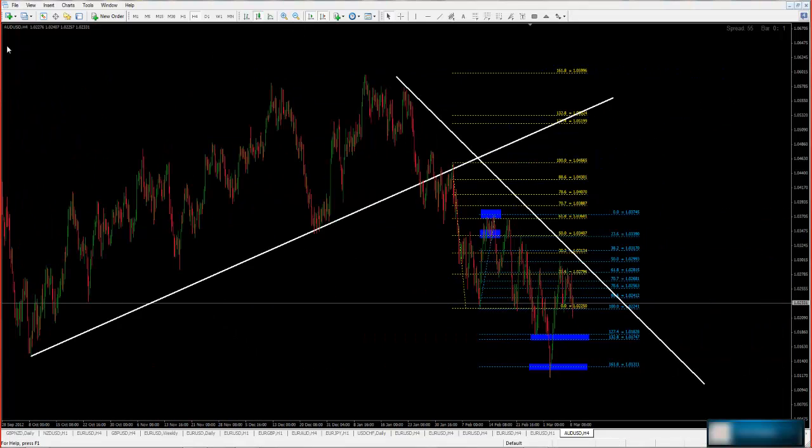Okay, so open the chart, 4-hour chart, it doesn't matter. Look for the last trend. Here the main trend line has been broken. Don't draw outer trend line, inner trend line or something like that. Just draw the main trend line.